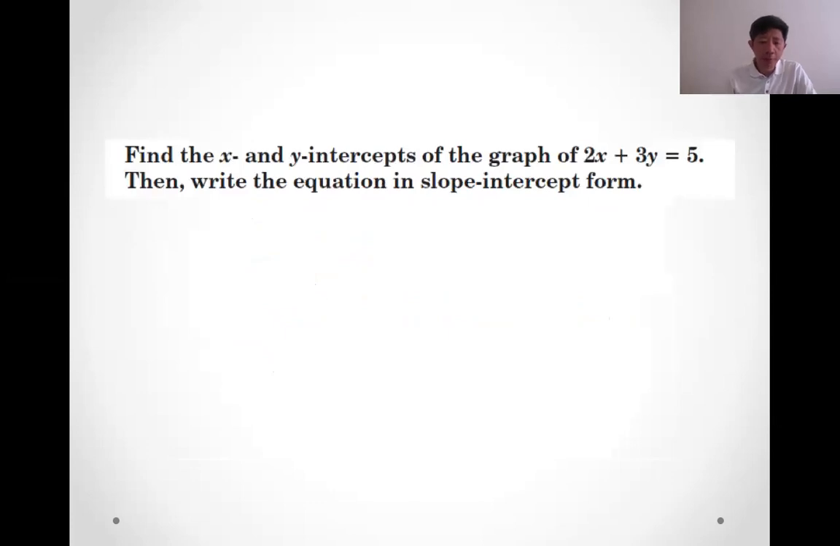Next problem: find the X and Y intercept of the graph of 2x plus 3y equals 5, right? Then write the equation in slope-intercept form, okay? So this one has two questions. One is to find the X and Y intercept. And the other is to write the equation in slope-intercept form.